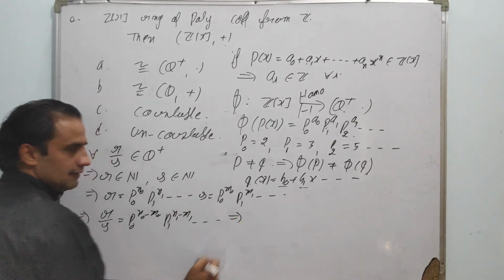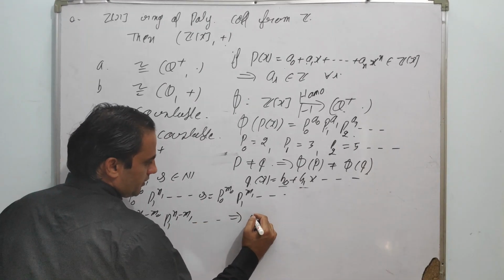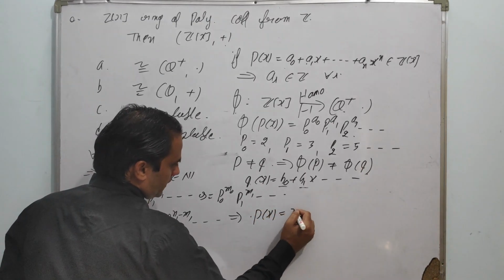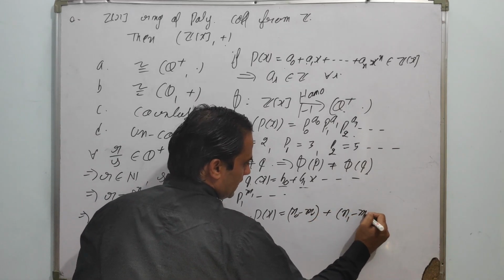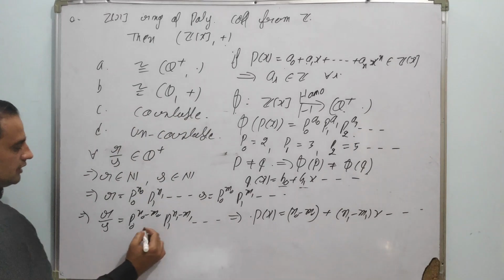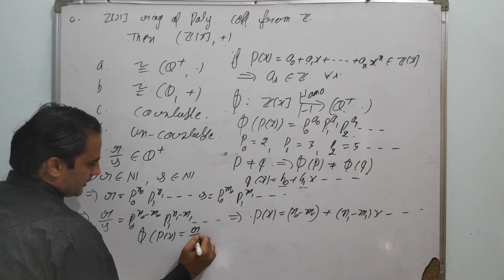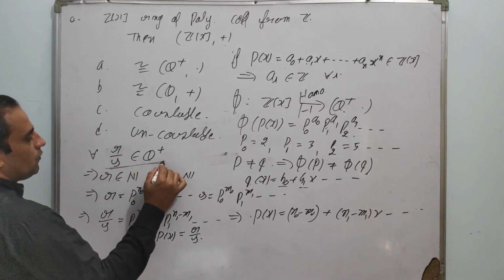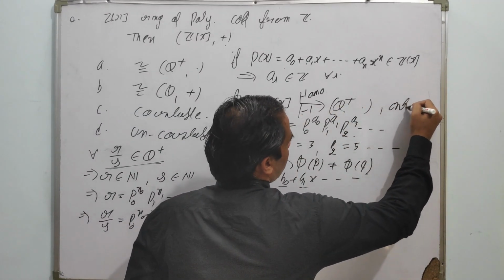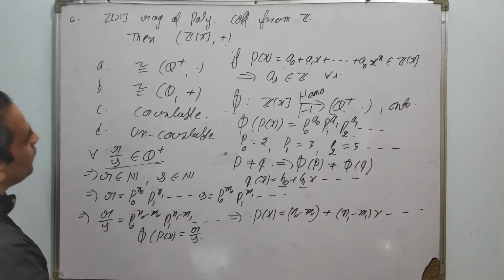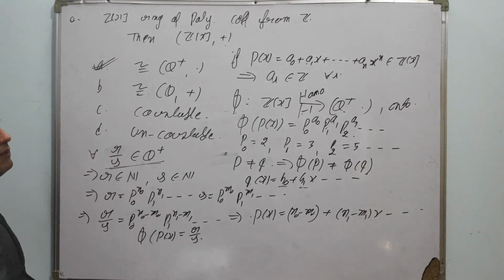So this implies there exists a polynomial p(x) whose constant term is n0 minus m0, and coefficient of x is n1 minus m1, and so on. You can easily verify that phi of p(x) is equal to r by s. That is, every element of Q+ has a pre-image, so this mapping must be an onto mapping. Hence the additive group of Z[x] is always isomorphic to Q+ under multiplication.